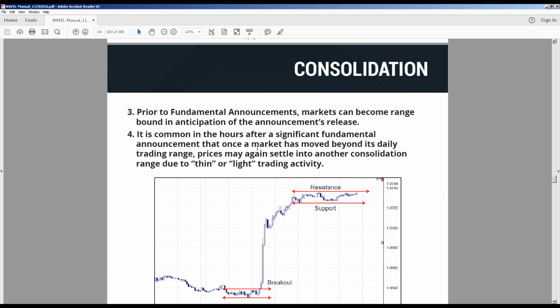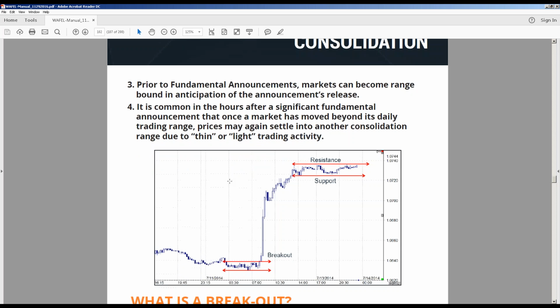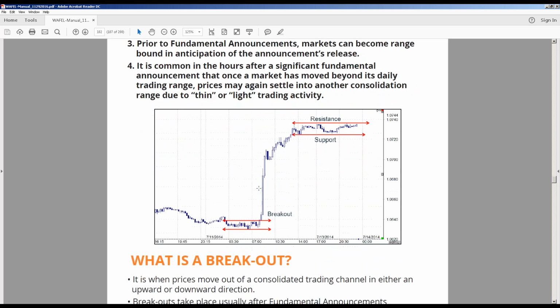Prior to fundamental announcements, markets can become range-bound in anticipation of the announcement's release, and it's common in the hours after a significant fundamental announcement that once a market has moved beyond its daily trading range, prices may again settle into another consolidation range due to thin or light trading activity. So there we have the market consolidating before an announcement. Then we get the announcement, the market breaks out, and then after the announcement, the market consolidates again.